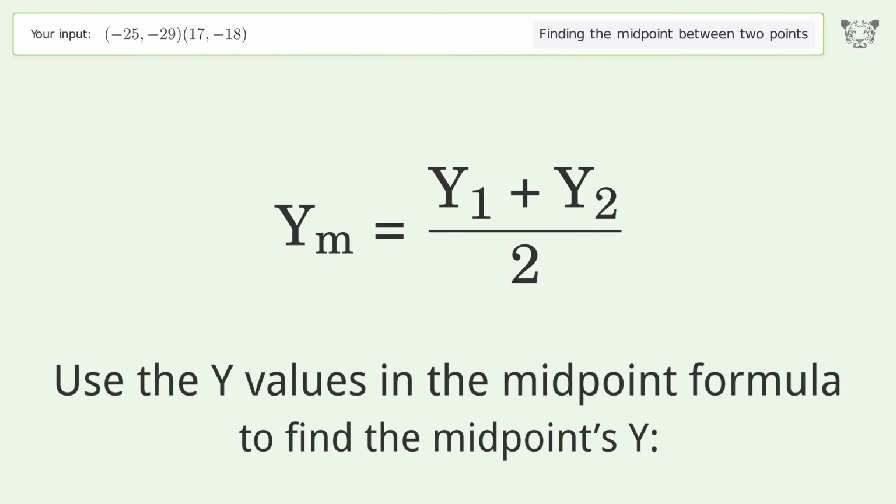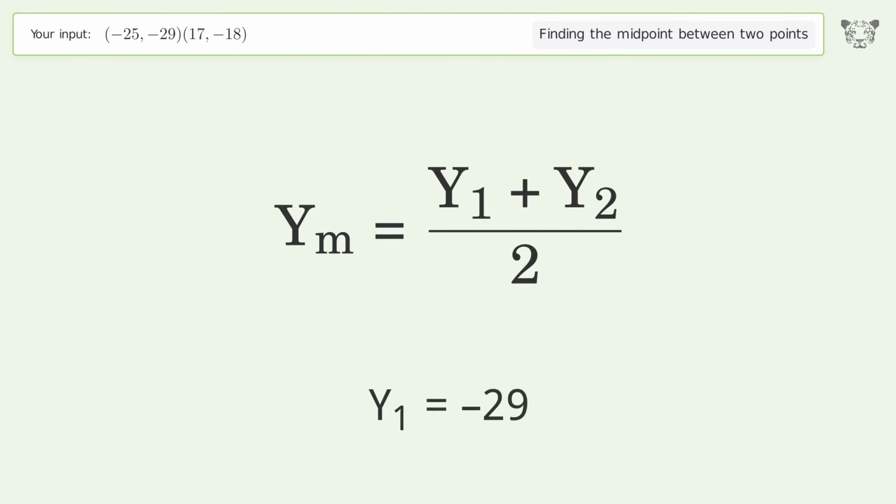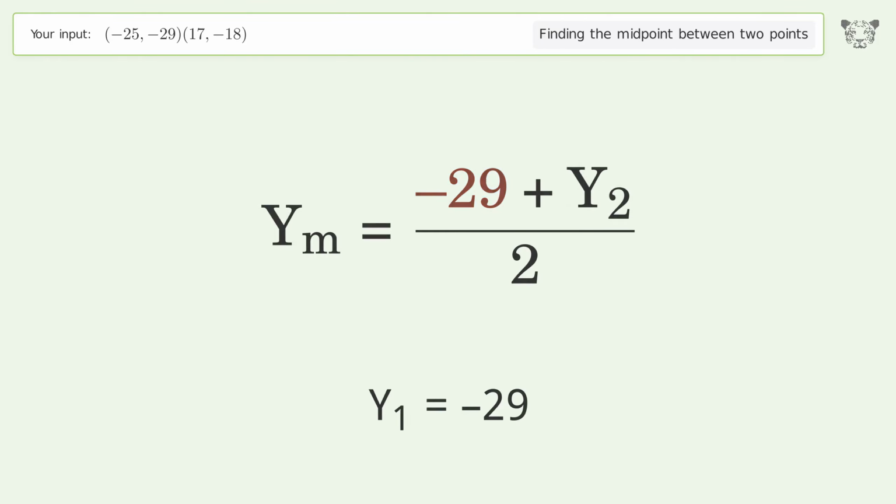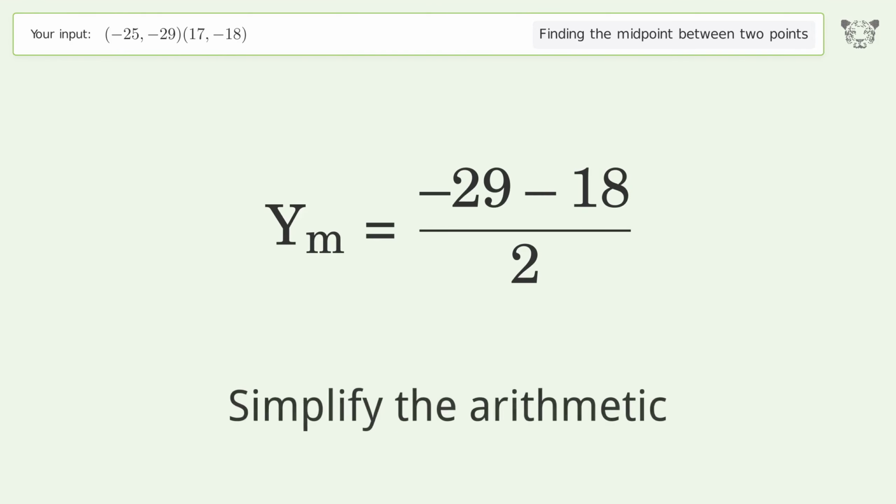Use the y values in the midpoint formula to find the midpoint's y. y1 equals -29. y2 equals -18. Simplify the arithmetic.